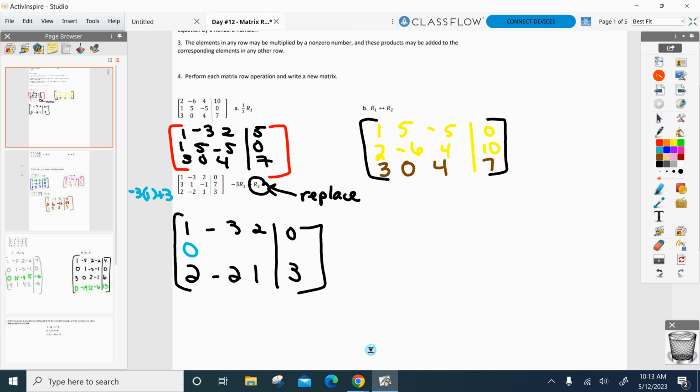Let's keep going. -3 times -3 plus what's in row 2? In this case, a 1. So -3 times -3 plus that 1. So I'm going to write a 10 here. And then I'm going to keep using that rule. Take row 1, multiply it by -3, and then add it to row 2. And give me that new number in row 2.